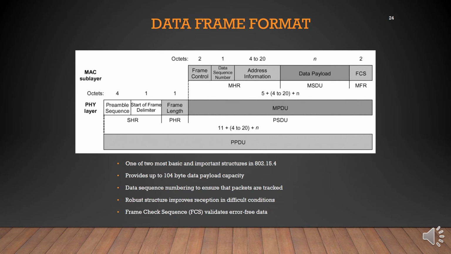The data frame is one of the two most basic structures in 802.15.4. It provides up to 104 bytes of data payload capacity. Data sequence numbering ensures that the packets are tracked. Robust structure improves reception in difficult conditions. Frame check sequence validates error-free data. Preamble, start of frame delimiter.